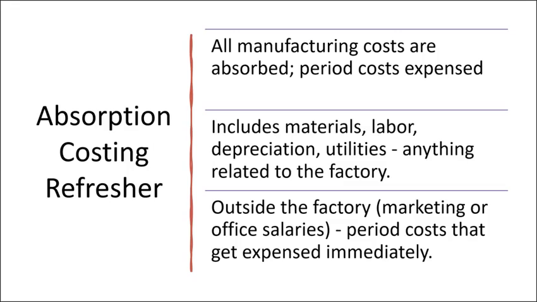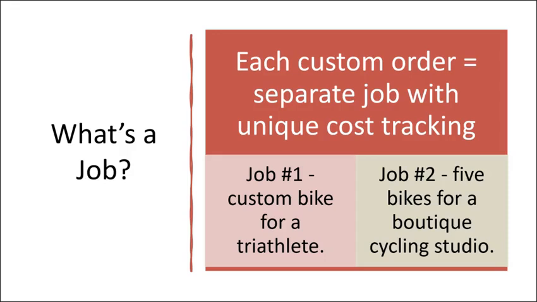Vanilla uses a system called absorption costing, meaning that all manufacturing costs, both fixed and variable, are absorbed into the product. This includes direct materials, labor, depreciation, utilities, anything related to the factory. But anything outside the factory, like marketing or office salaries, those are period costs and get expensed immediately.